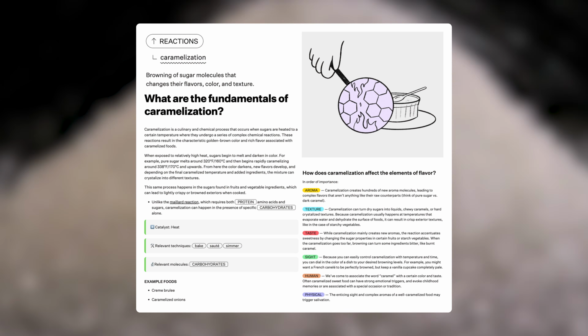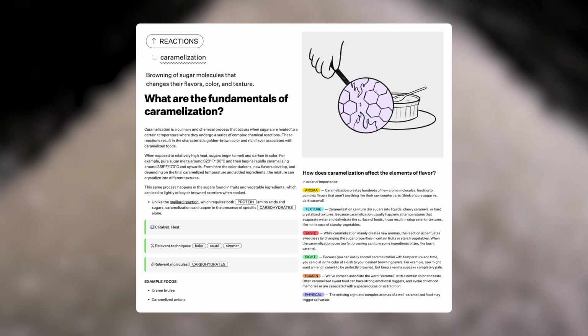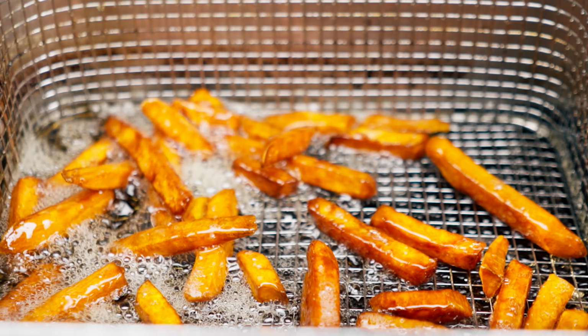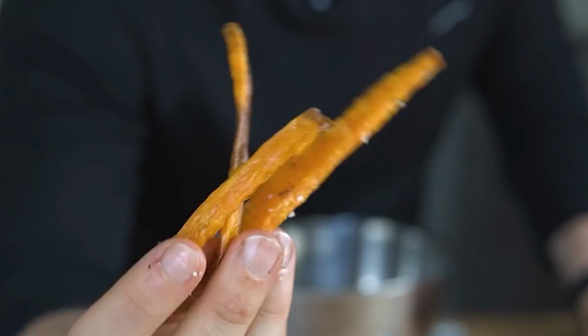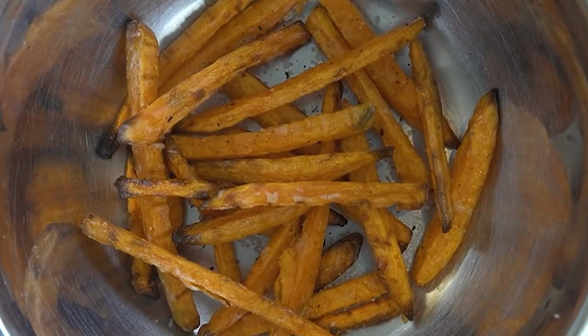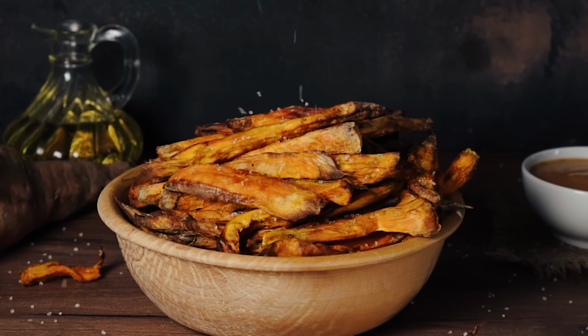Caramelization also causes browning, but is specifically the browning of sugar molecules. And since sweet potatoes have more sugar, this reaction is more prevalent and is part of what leads to the unique aroma compared to regular ones.